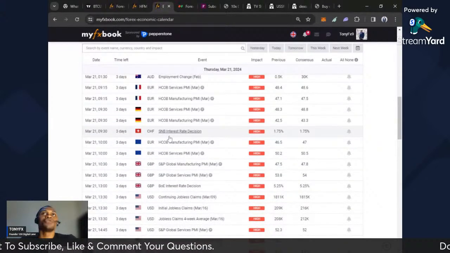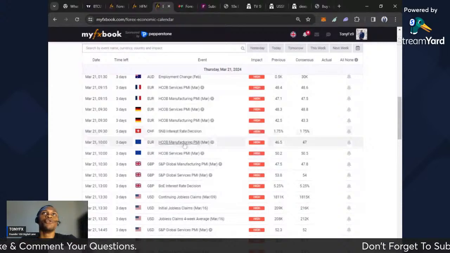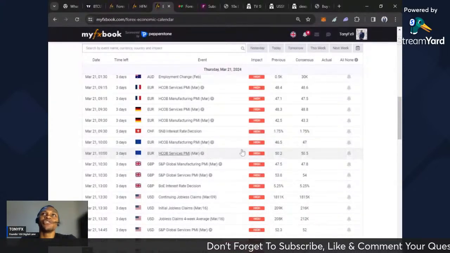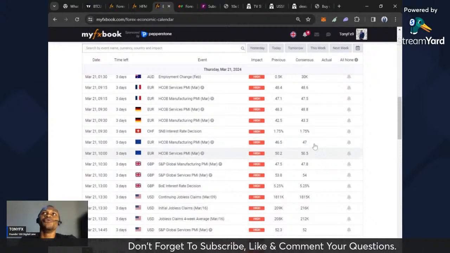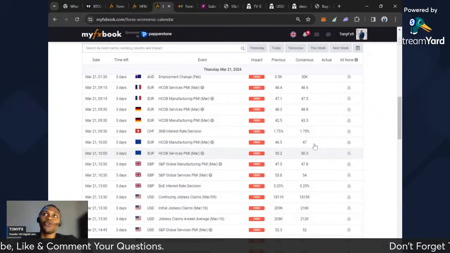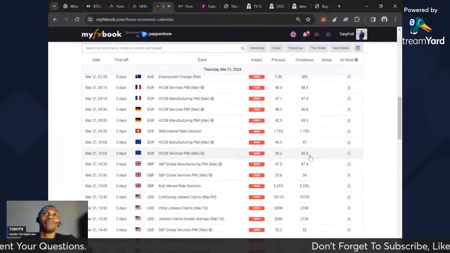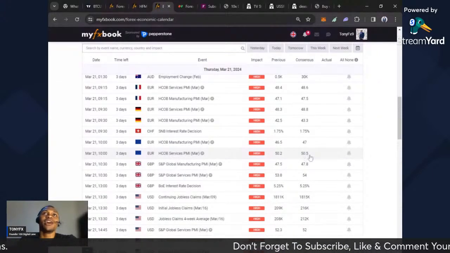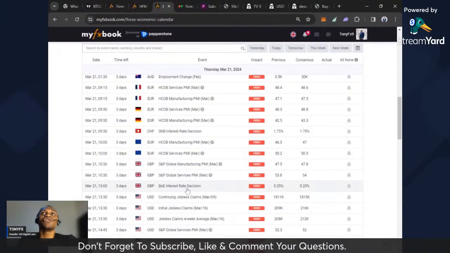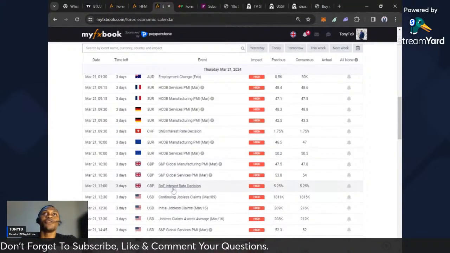Then to wrap up the London session for the euro, we have manufacturing PMI for the Eurozone and service PMI for the Eurozone as well. And like you all know, if you see a figure higher than 47 and a figure higher than 50, it is good for the euro. But if you see a figure lower than 47 and a figure lower than 50.5, it is bad for the euro. The same with the Great Britain pound. We have manufacturing PMI, service PMI, and the interest rate decision for the Great Britain pound.